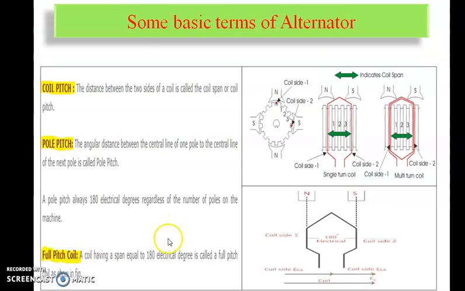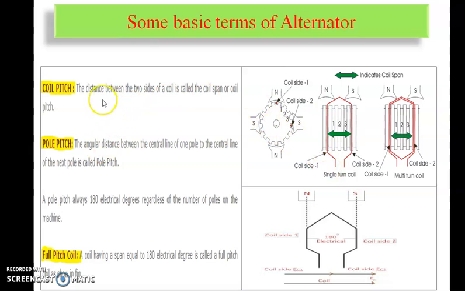Now, first we will see about some basic terms of alternator. So we will go through the definitions one by one. Coil pitch: the distance between the two sides of a coil is called a coil span or coil pitch. Okay. So I have shown the diagram related with all these definitions. The definition is given as the distance between the two sides of a coil is called a coil span or coil pitch. That means simple here.